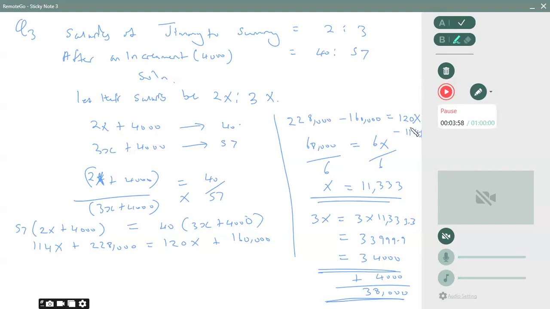Then we collect the like terms, the x's on one side and the real values on the other. Then we get the value of x, but Sammy was 3x at first, so you multiply this value by 3. Then the increment was 4,000.